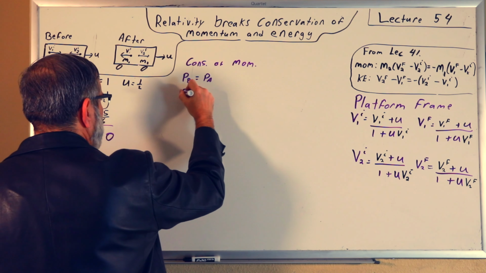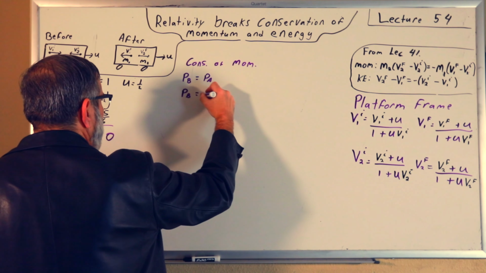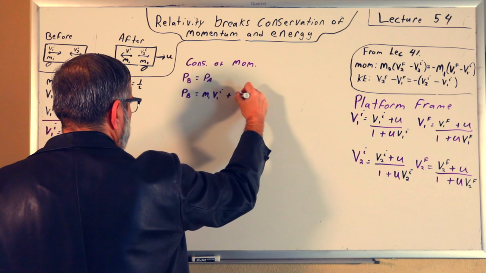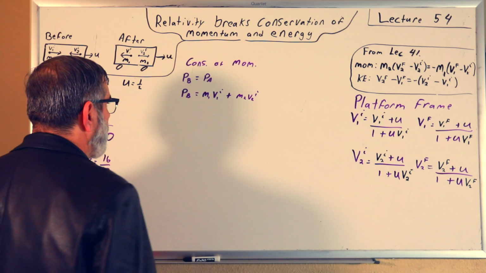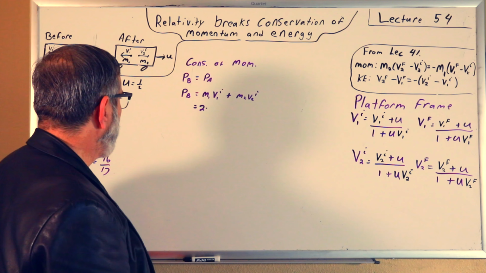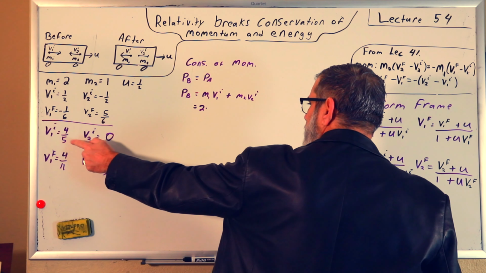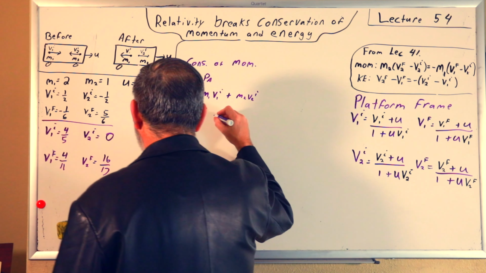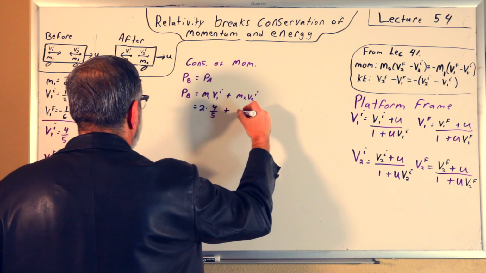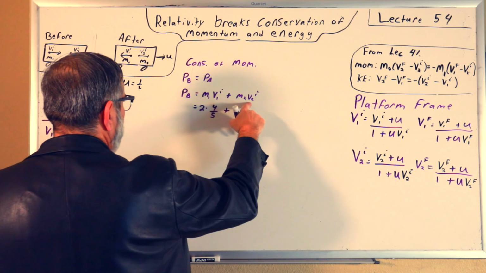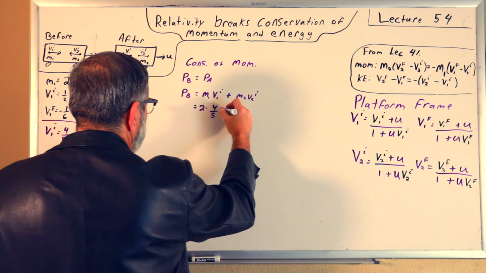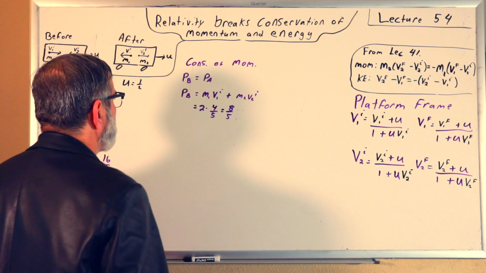So let's see, what is P before equal to? Well, it's equal to M1 times V1 initial plus M2 times V2 initial. And M1 is just 2, V1 initial, remember we have to use the platform frame numbers, that's 4/5, plus M2, which is 1, which I'll just leave off, times V2 initial. V2 initial is 0, so it's just this, so that's equal to 8/5.